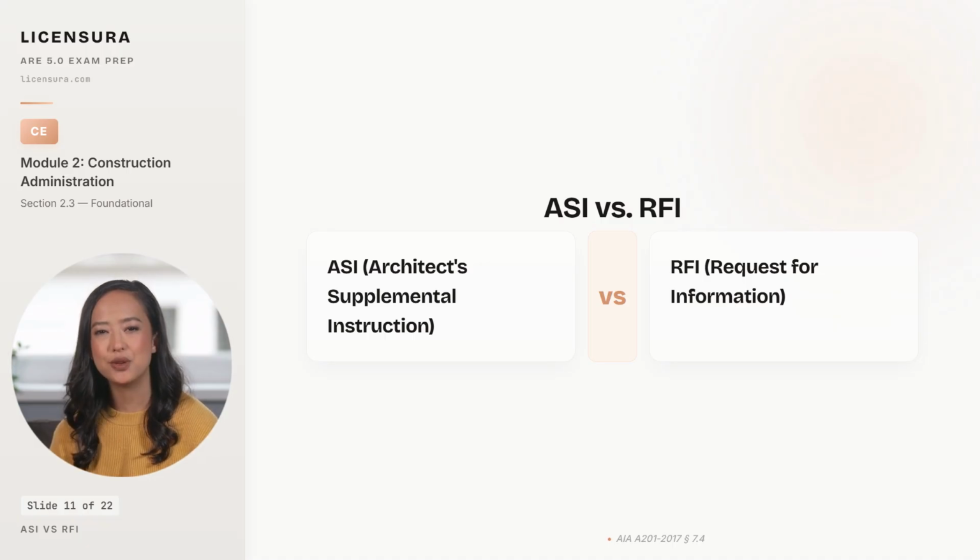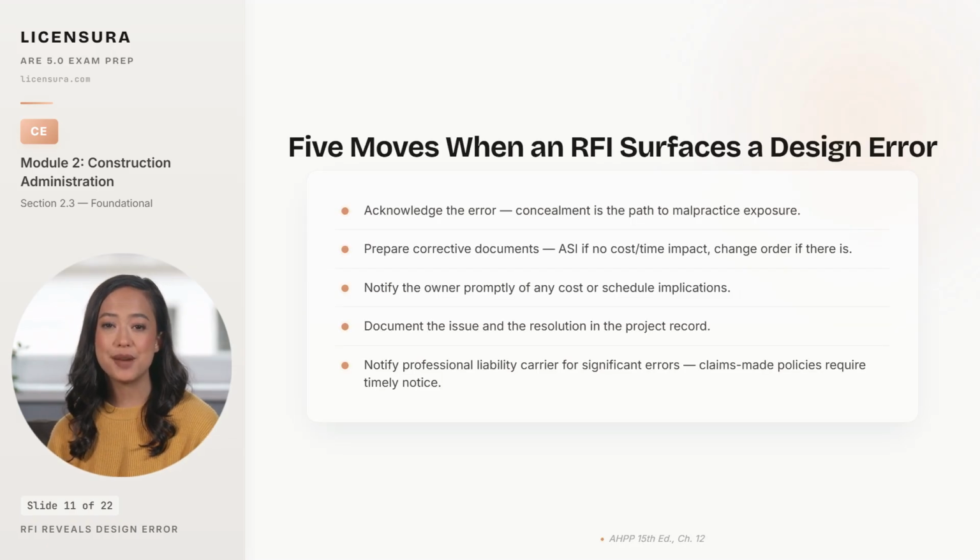When an RFI reveals a design error, the architect's next move is one of the most exam-tested sequences in CA. What happens when the contractor's RFI exposes an actual design error, not an ambiguity, but a mistake, is one of the most heavily tested sequences in the CE division. 5 moves, in order. Acknowledge the error.